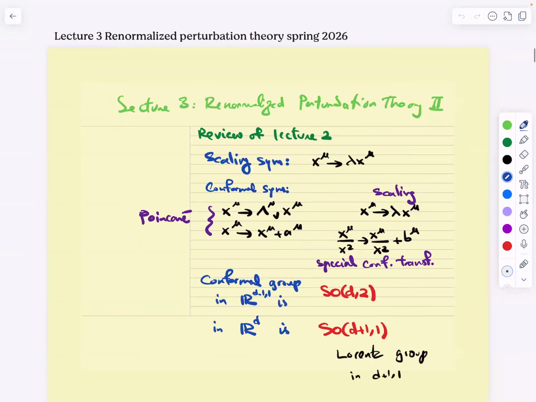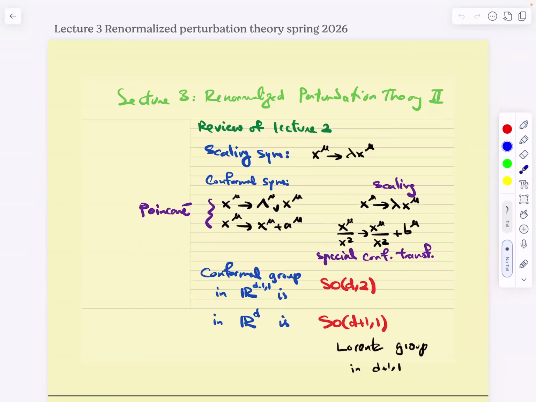All right. So a review of the previous lecture. If there are any questions at any point that come up, please do ask. We talked about the scaling symmetry, x mu going to lambda x mu, as a classical transformation. This sits next to the Poincare group, enlarging it to a set of space-time transformations. It doesn't have to be a symmetry for all theories. Some theories are not scale invariant.